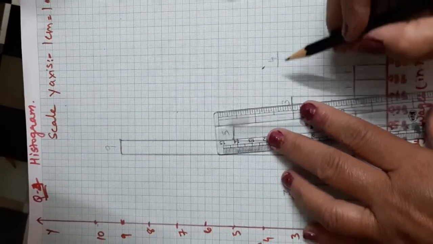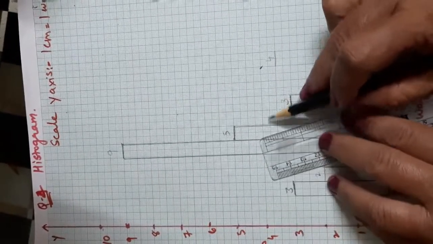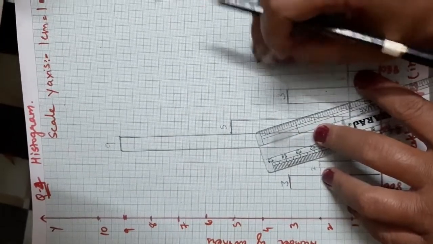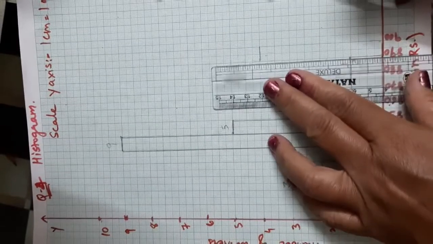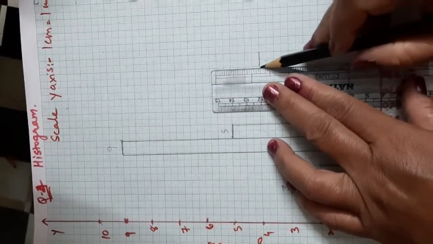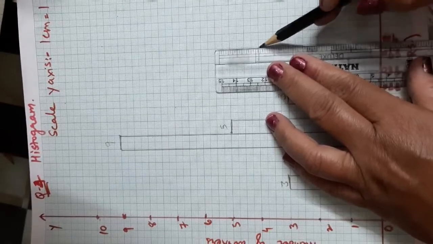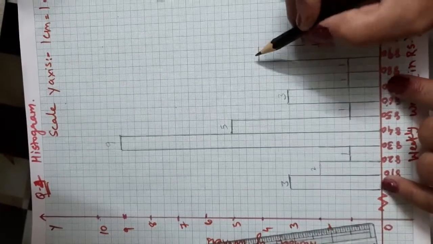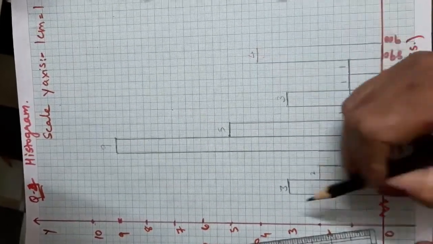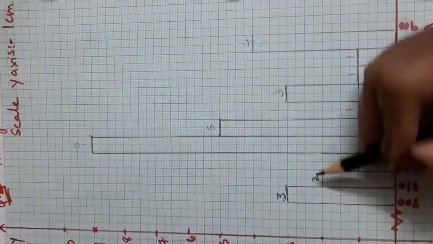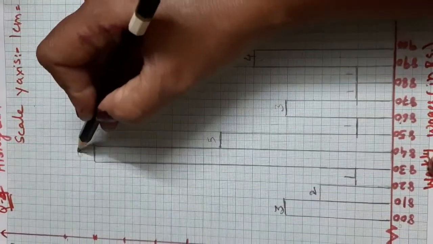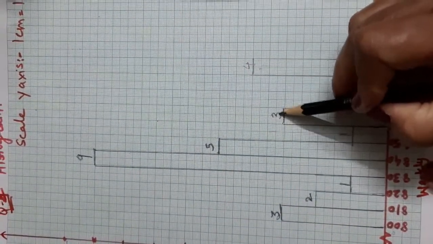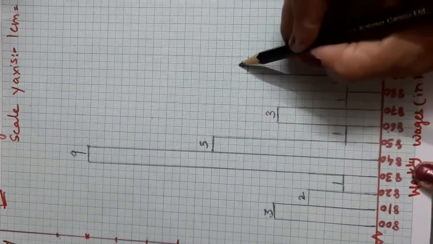Now the last one is for 4. So in front of 4 we will put the marking and then draw the bar. After drawing the bar, put the respective numbers above that bar. So let us see, this is 3, 2, 1, then 9 here, then 5, 1, 3, 1, 1 and 4.